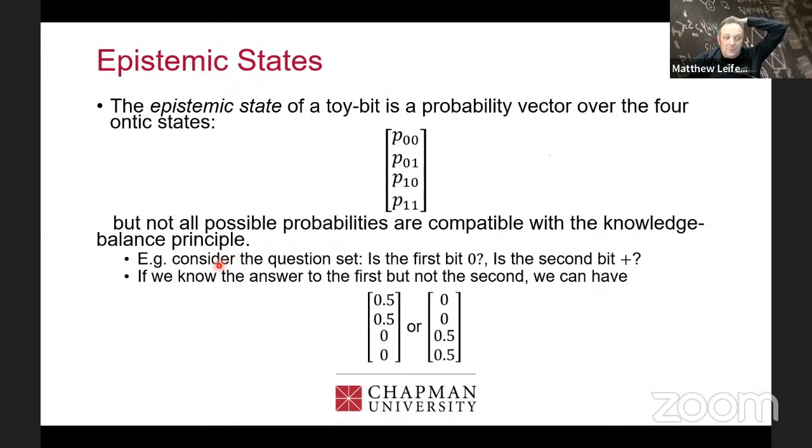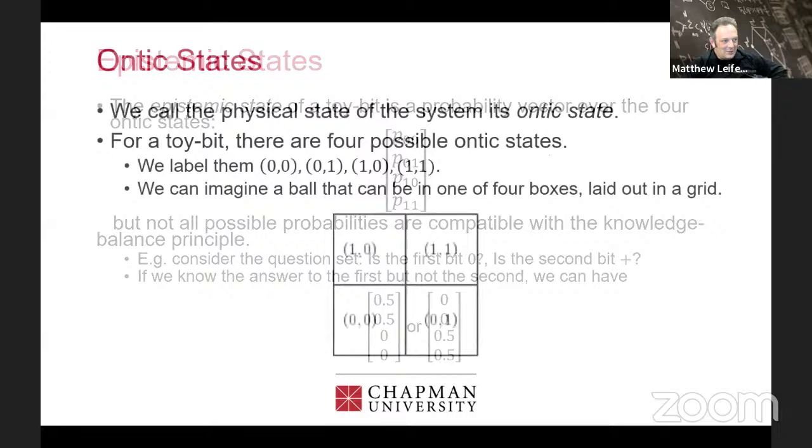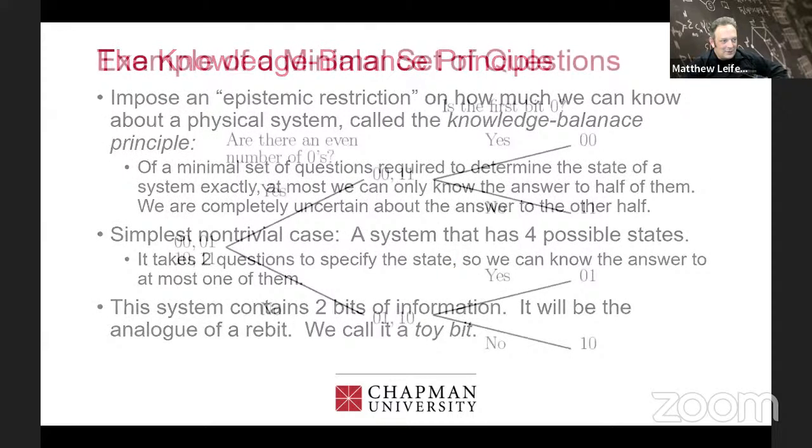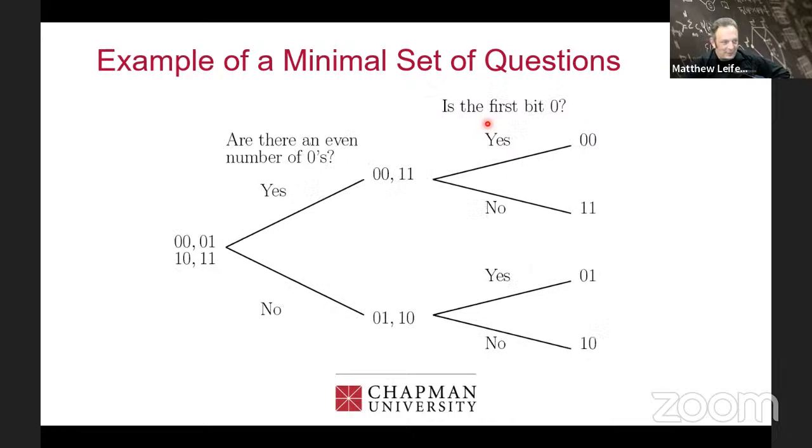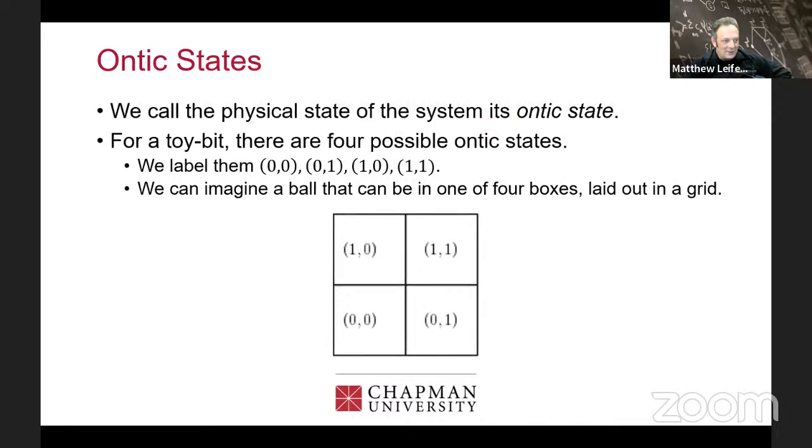Okay, so for example, consider the question set, is the first bit 0? Oh, sorry, I should have said 0 here as well. I need to correct that. So consider the first question set that we had back here. Let me go back to this question set. So is the first bit 0, and then is the second bit 0? That's the question set we're considering.